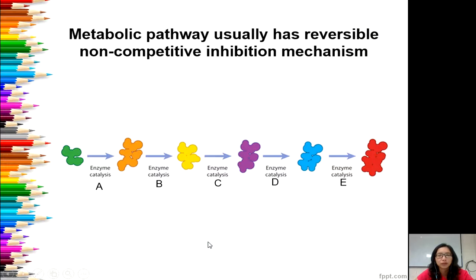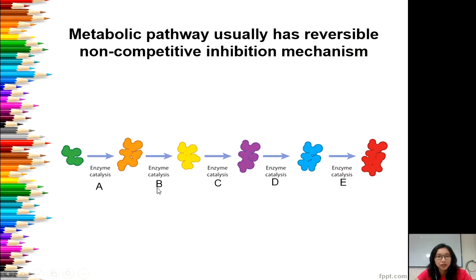What is a metabolic pathway? A metabolic pathway is the reaction that is happening from the first initial substrate to make the end product. It will need a series of reactions like this. So for example, from this first substrate to becoming the last product, the red one, we need 5 enzyme-catalysed reactions: A, B, C, D, and E. So this is a metabolic pathway.